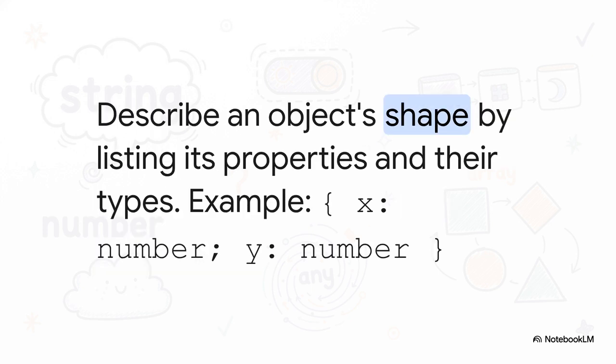Now for objects, you basically get to define their shape. You just draw an outline. You list out the properties the object should have and what types they are, all inside curly braces. This tells TypeScript exactly what to expect. An object that has an x, that's a number, and a y, that's a number.